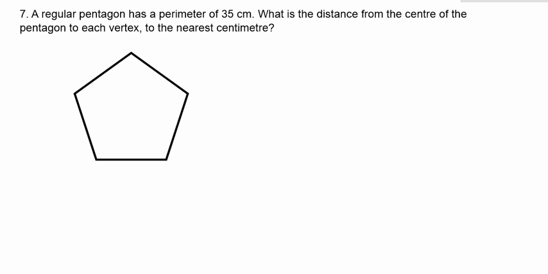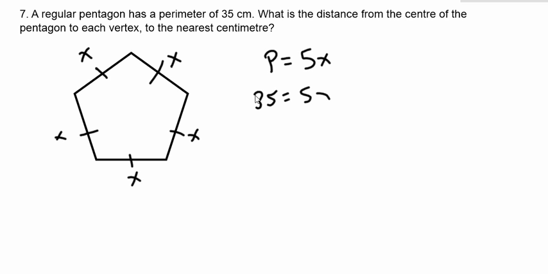5 sides. And because I know it's regular, I know that each side is the same length. So what do I know? I know that it has a perimeter of 35. So if I call each side x, because they're all the same, so I use only one variable, then I can easily solve for x because the perimeter would be x plus x plus x plus x plus x. There's 5 of them. So 35 equals 5x. So now I know that each side is 7 centimeters in length. So each side of this pentagon is 7 centimeters in length.